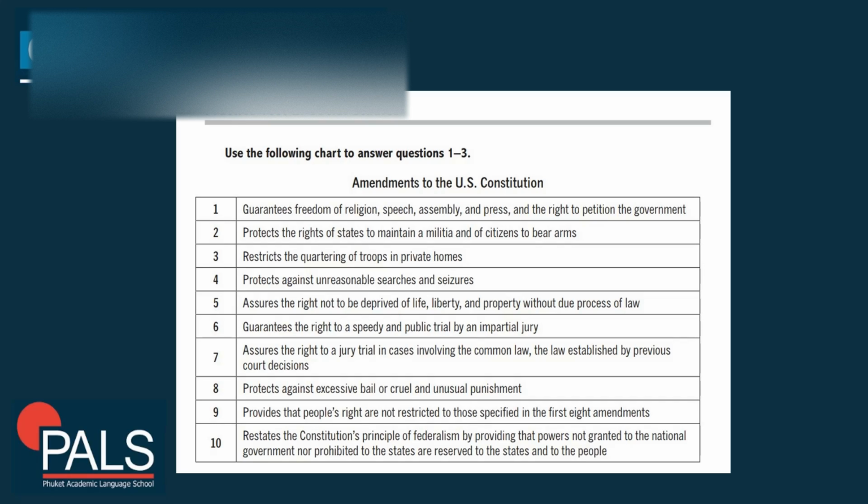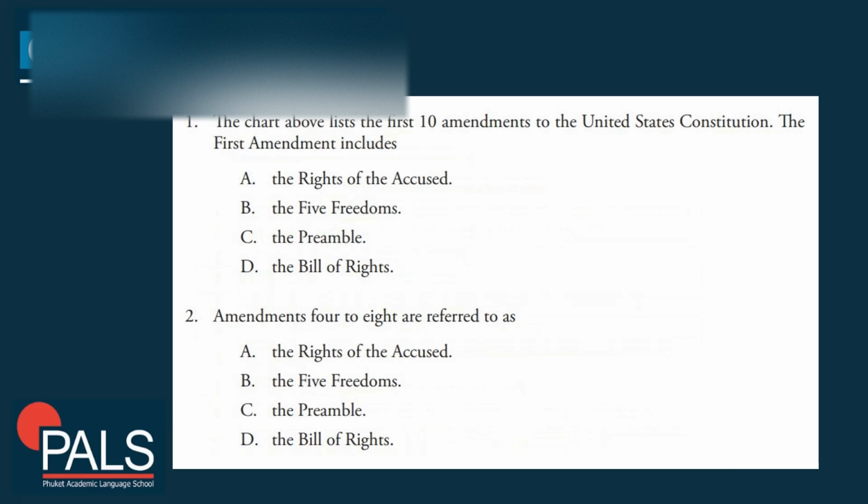So our first table here is about the Bill of Rights. Go ahead and pause it and look through. Question 1 about the Bill of Rights asks, the chart above lists the first 10 amendments to the United States Constitution. The First Amendment includes which?